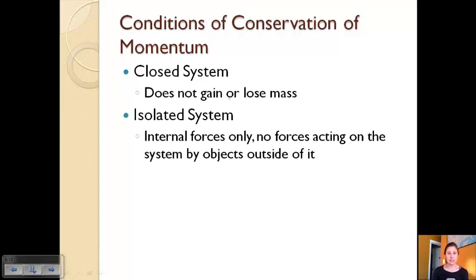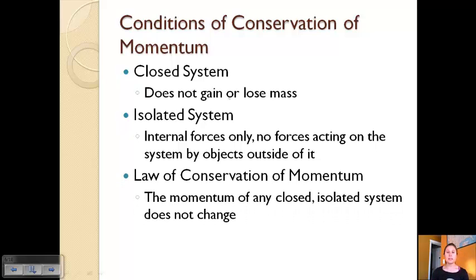We also have an isolated system, meaning we only have internal forces. There are no outside forces acting on the system by objects outside of it. We're basically just going to draw a circle around our collision, and that's going to be our system. The reason we do this is very similar to why sometimes we ignore air resistance. It just makes the problem more complicated, and we're trying to just look at that momentum piece.